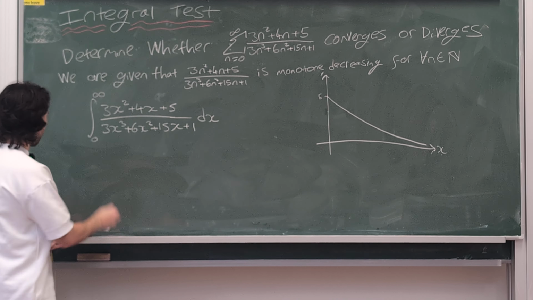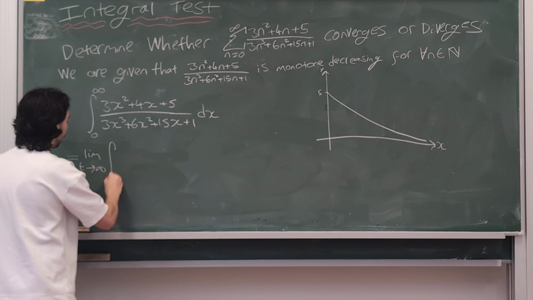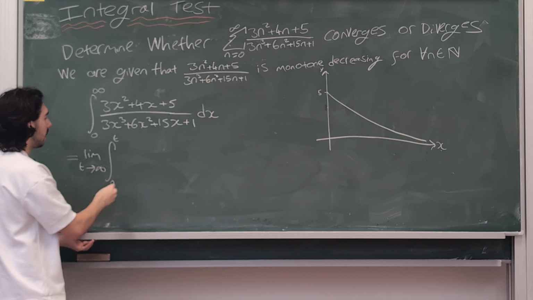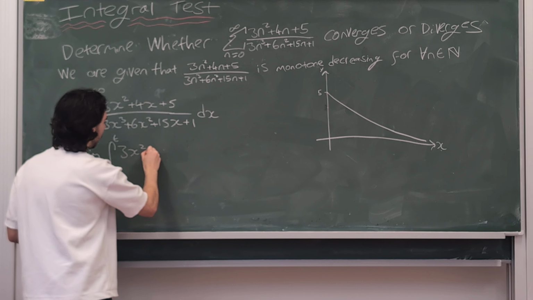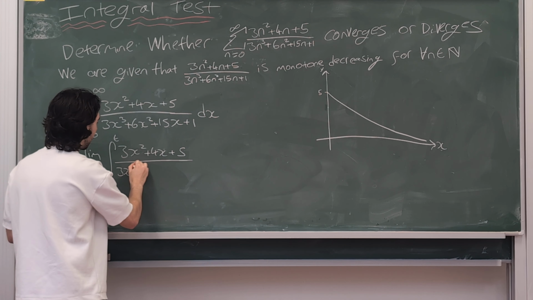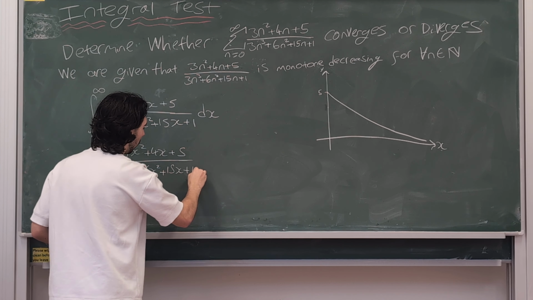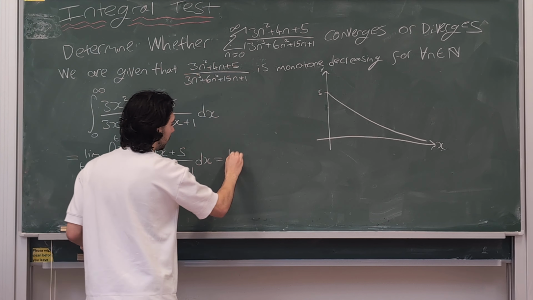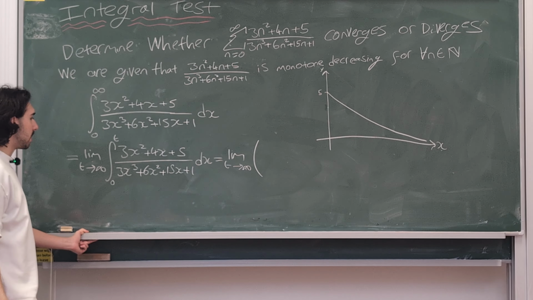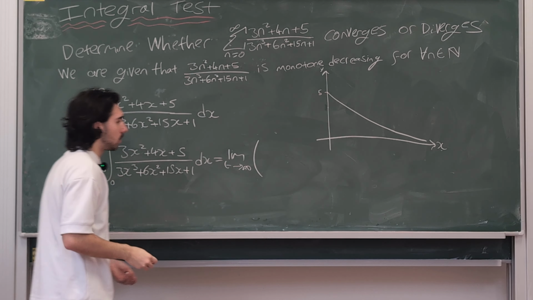So let's work out the integral. This is the limit as t approaches infinity of the integral from 0 to t. Remember, it's an improper integral, so that's why we have to do the t, of the same thing, 3x squared plus 4x plus 5 divided by 3x cubed plus 6x squared plus 15x plus 1. This would be the limit as t approaches infinity of, well, what will it be? What's this going to integrate to? Well, guys, if you have that, I'm going to write this down as well.